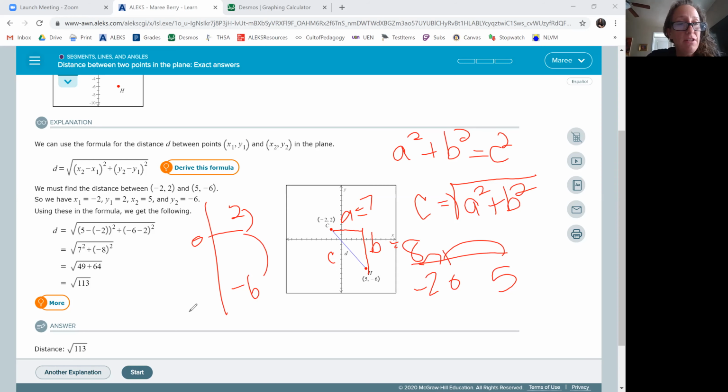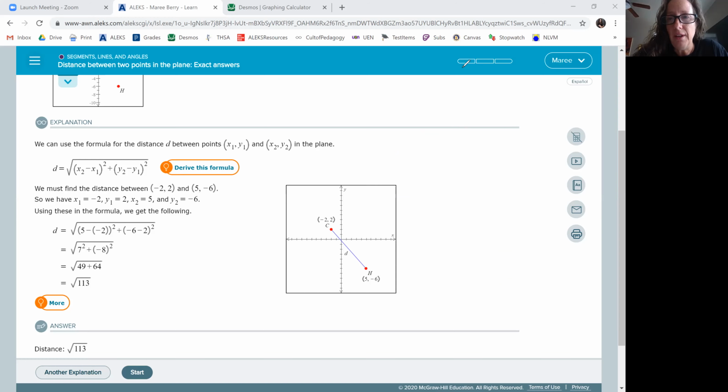So you take your 7, you take your 8, you square them. 49 plus 64 is 113. And then you just put that under the square root sign here. You can pause this and write this down if you want to, because I'm going to clear all these drawings and then go do an example.